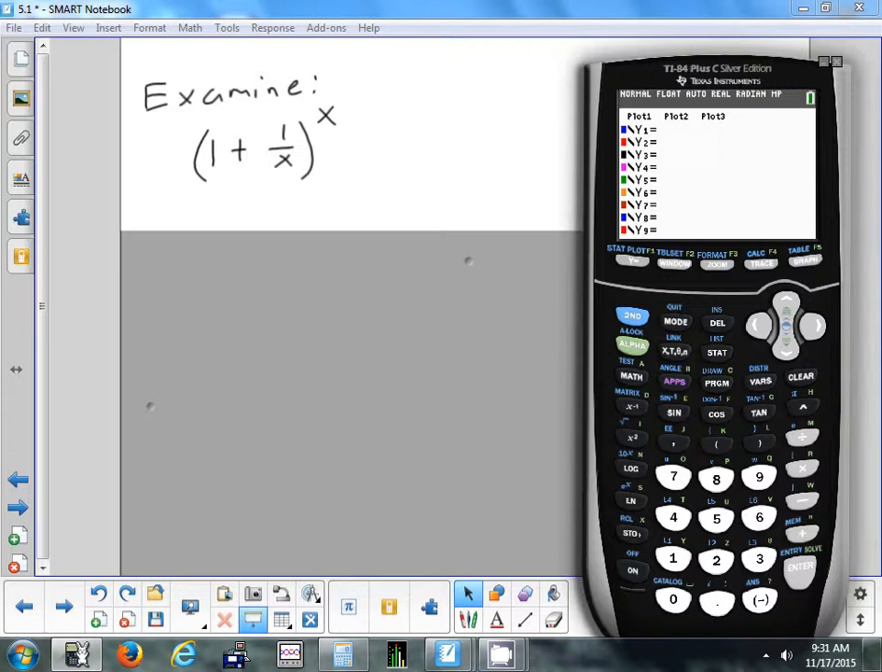And then I'm going to add 1. So I get a number extremely close to 1. But then I'm going to raise it to a huge power, like 1,000,000. So I want to see what happens when we do that. Something kind of interesting happens. All right, so 1 plus 1 over x, raised to the x.